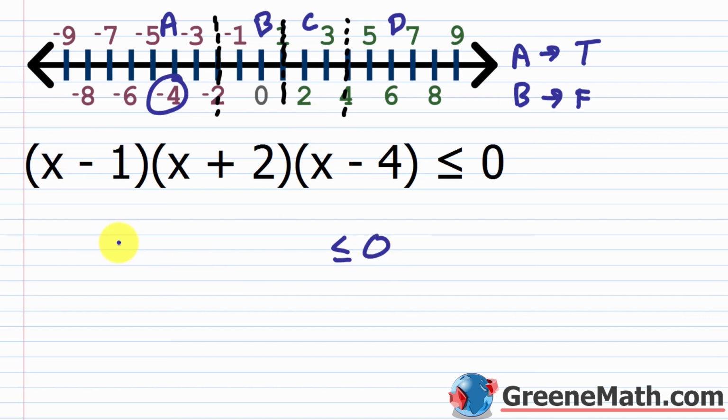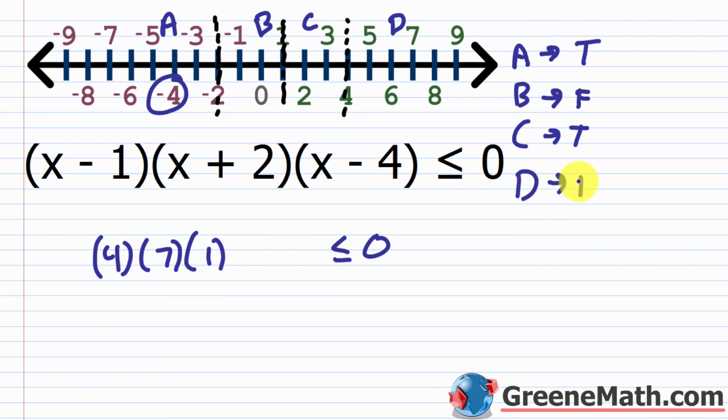So 2 minus 1 is 1. And then 2 plus 2 is going to be 4. And then 2 minus 4 is going to be negative 2. So this guy would be negative, so this is going to work. This is true. And then for interval D, we can choose, let's say 5. 5 minus 1 is 4. 5 plus 2 is 7, so it would be times 7. And then 5 minus 4 is going to be 1. So everything here is going to be positive. Again, a positive is not less than 0, and it's not equal to 0. So for interval D, it's going to be false.